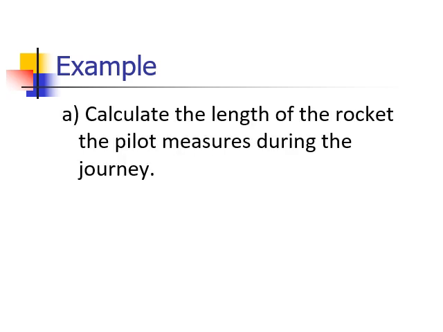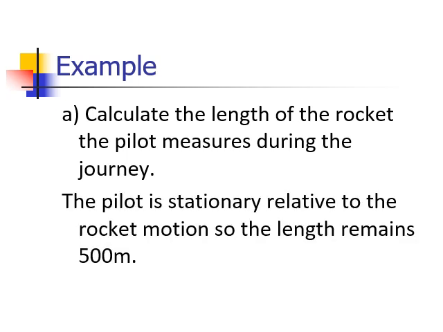So the length that the pilot would measure, well, the rocket is stationary relative to the pilot, so it appears to them to be the 500 meters that it has always been. In the same way that the clock on the rocket appears to them to be doing the same thing as it was before, it's only from the point of view of a stationary observer that it appears to be different.